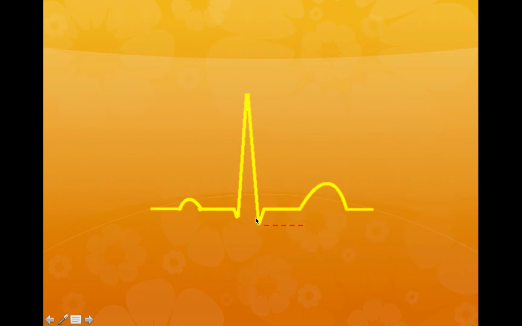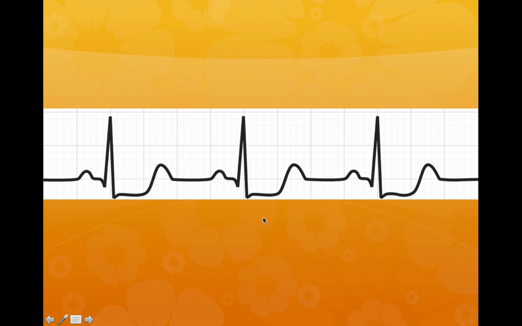So now we're going to move on to ST depression. So here you can see this is where the ST segment drops below the isoelectric line. Here's a good example of some ST depression. So ST depression, conversely to ST elevation, is indicative of subendocardial ischemia, typically. But there are other possibilities, but we'll talk for now about subendocardial ischemia.